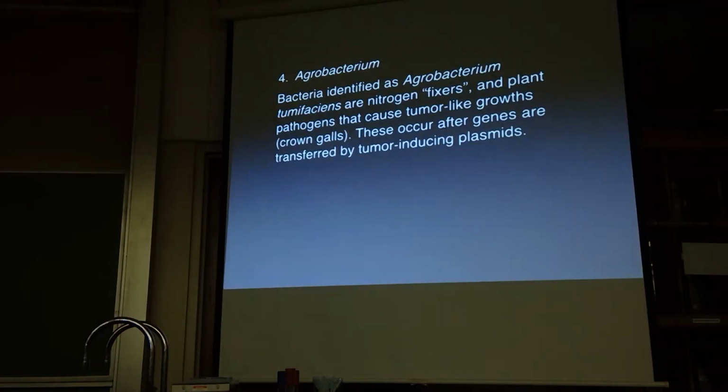Another type of bacteria that fixes nitrogen is called Agrobacterium. Agrobacterium tumefaciens is of interest because they are nitrogen fixers and they are plant parasites. And they apparently produce these, well, they cause a disease on plants that's called crown gall disease.